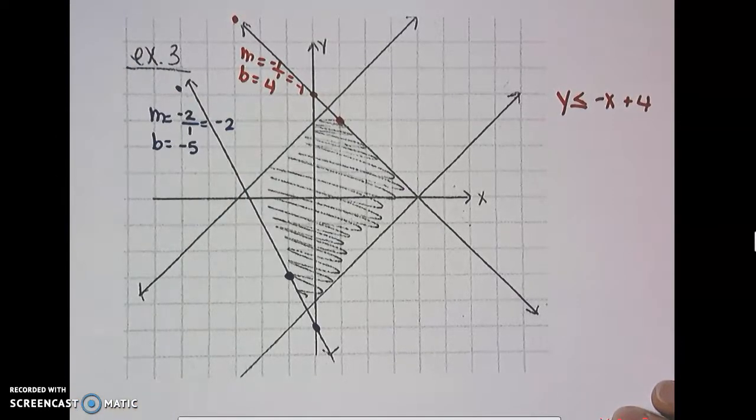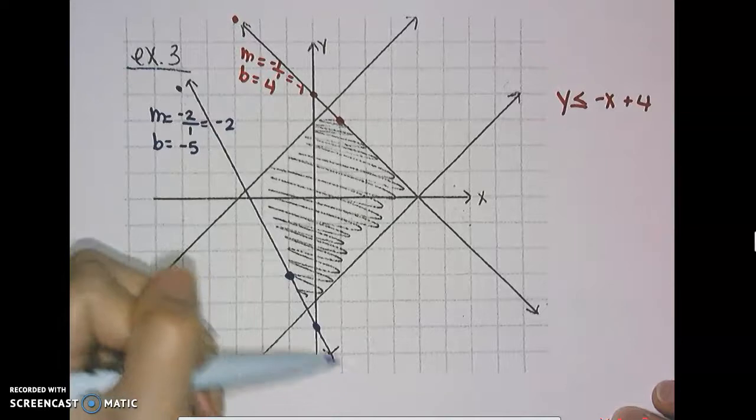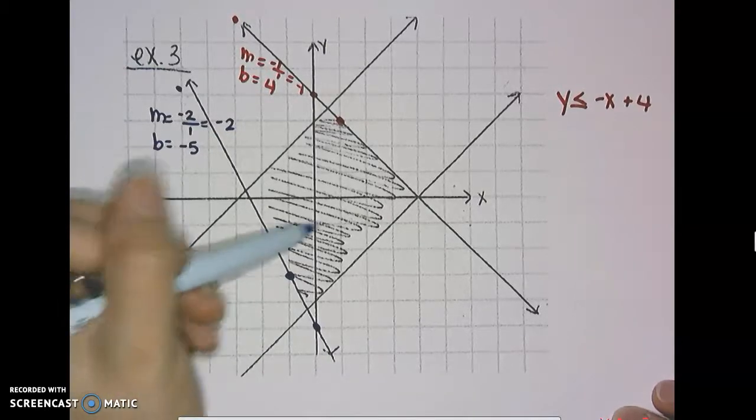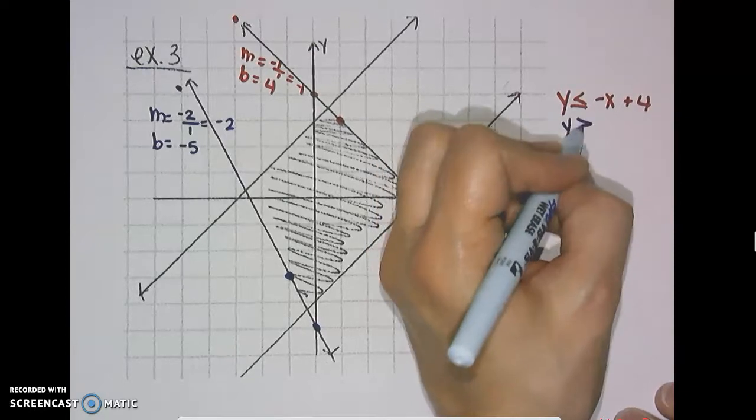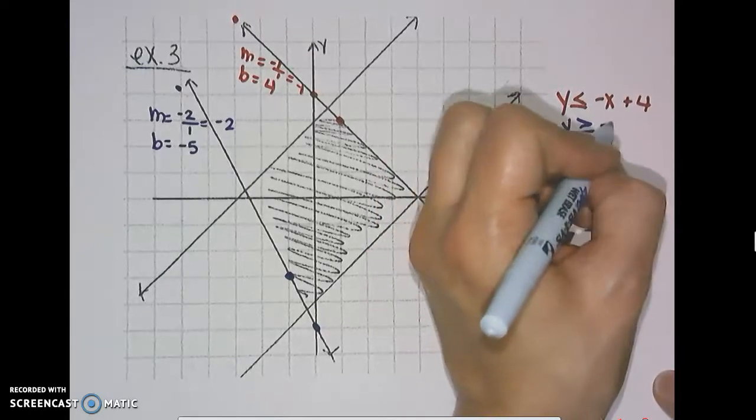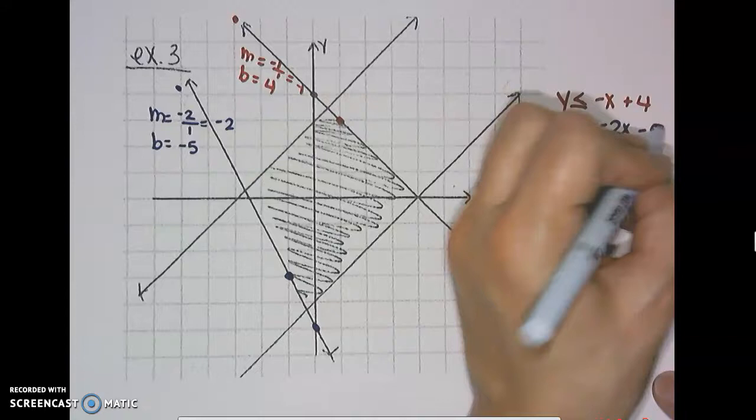So when we go to write our inequality, here's our line. It's solid. The shading is happening above the line. That means we're going to have y is greater than or equal to negative 2x minus 5.